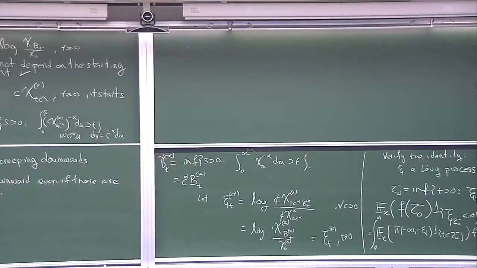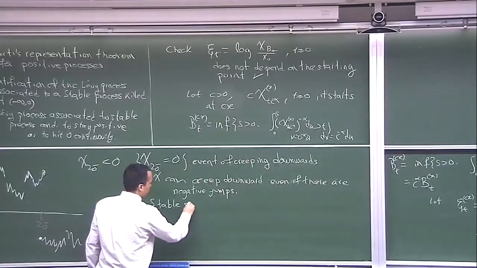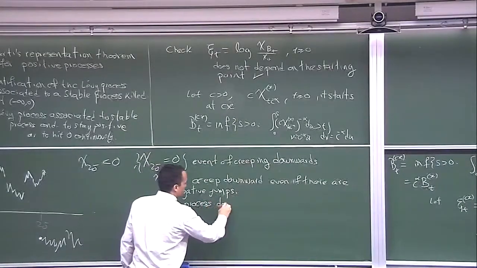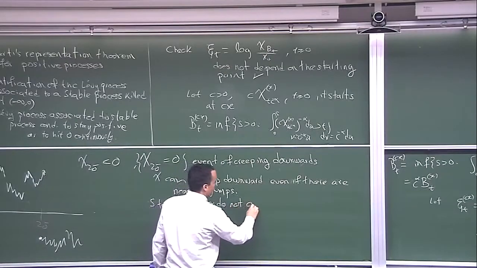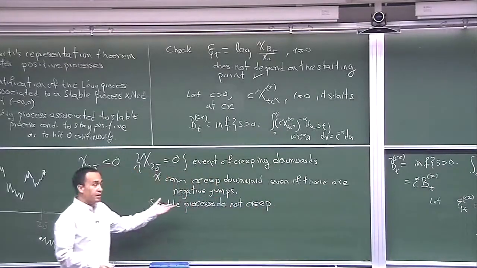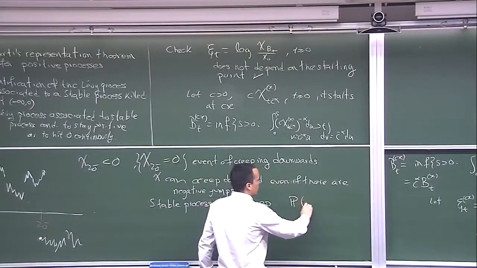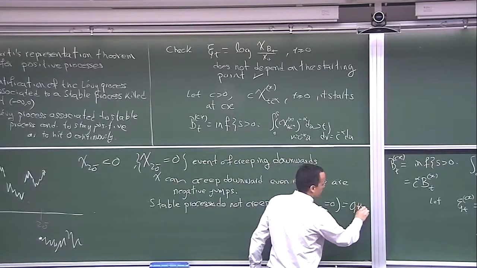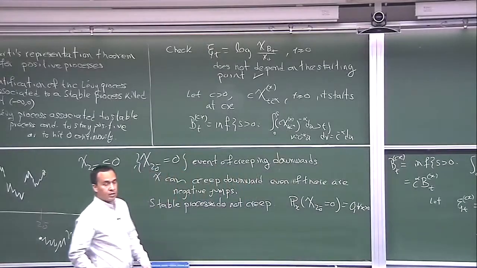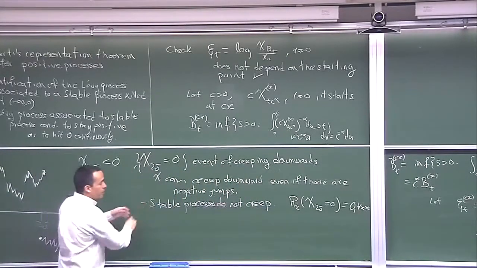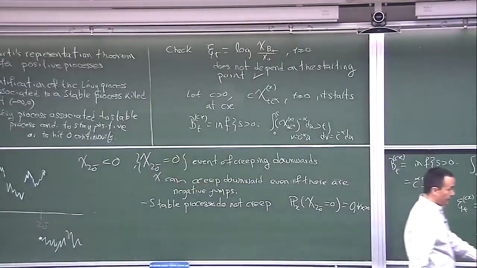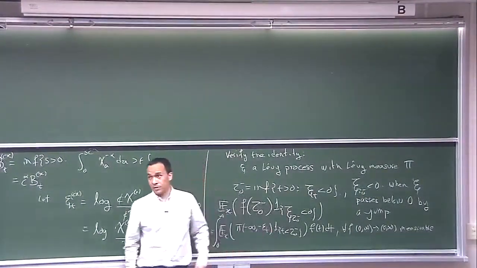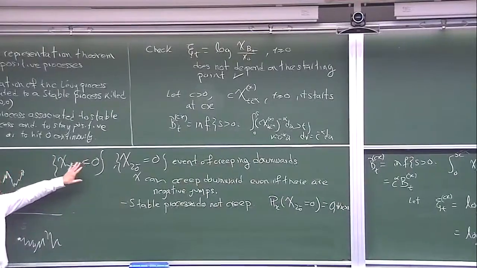Okay? I didn't do it yesterday because stable processes do not creep. Okay? Meaning that the probability of x tau 0 minus being equal to 0 is equal to 0 for every starting point. Okay? So that is why yesterday in the identity I gave you, I didn't put this indicator here. Okay? But okay, I will only take care of this one for my purposes today.